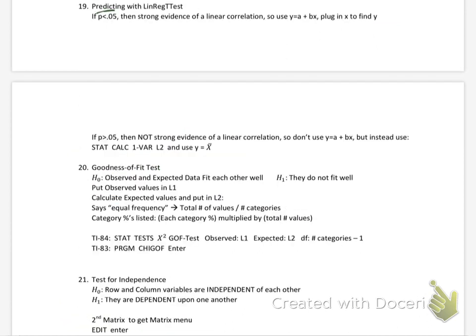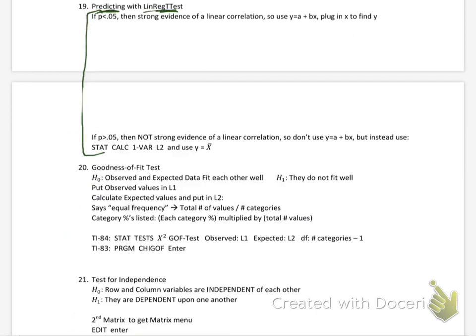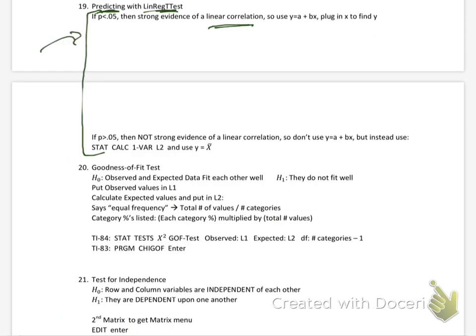So right here, predicting with a linear regression t-test. There's the steps for predicting with a linear regression t-test. You first have to find the linear correlation. You do that under this test. So you're going to actually use this as well. Use both these, 18 and 19, both.